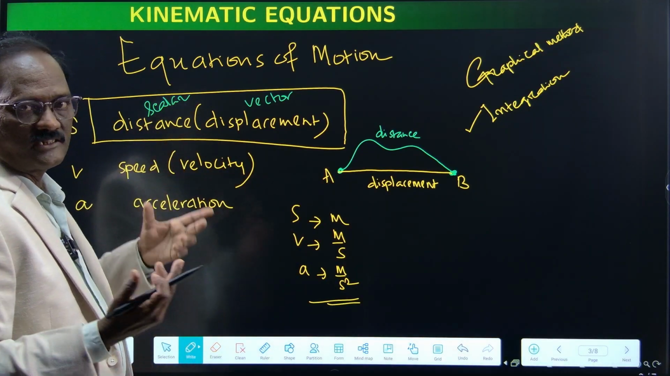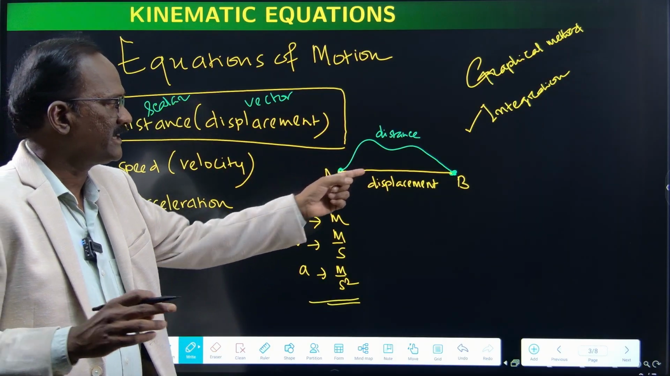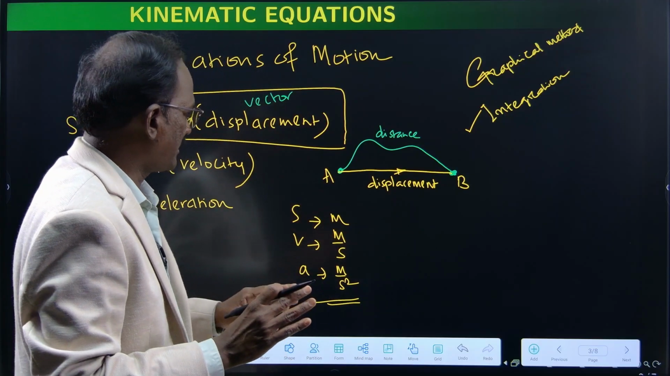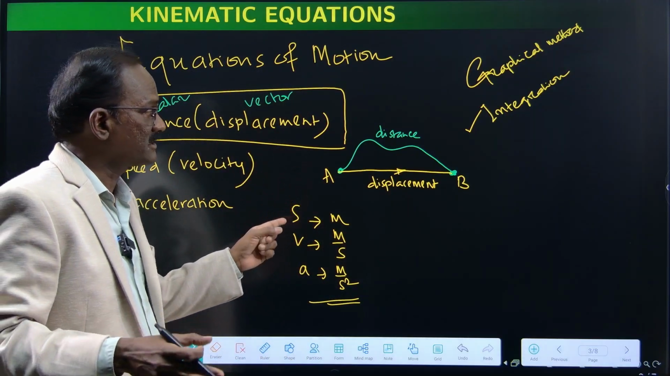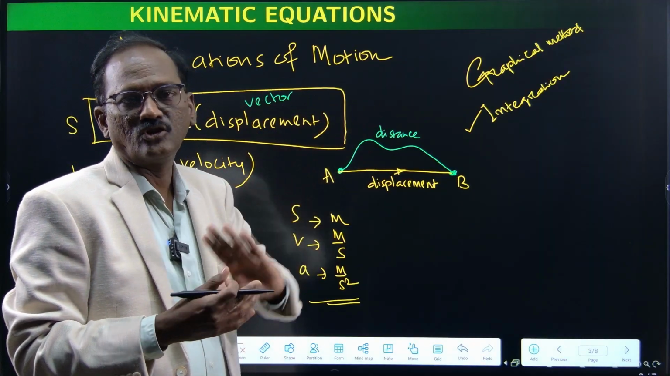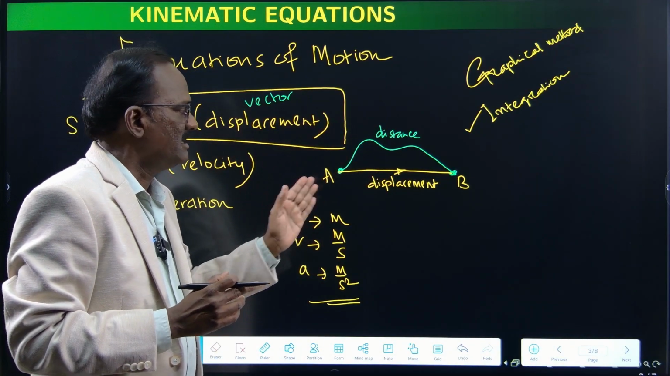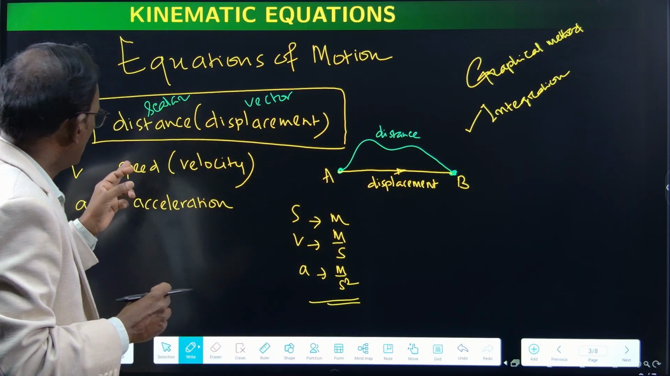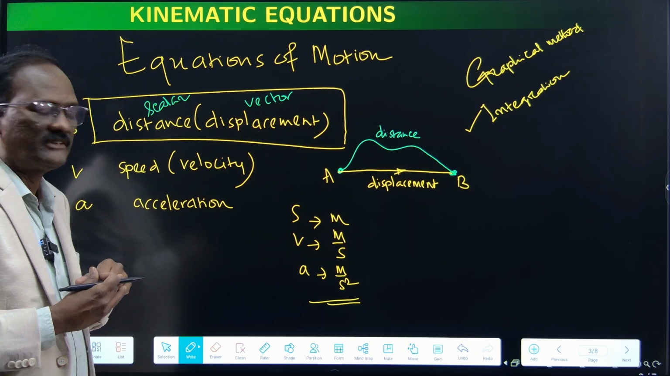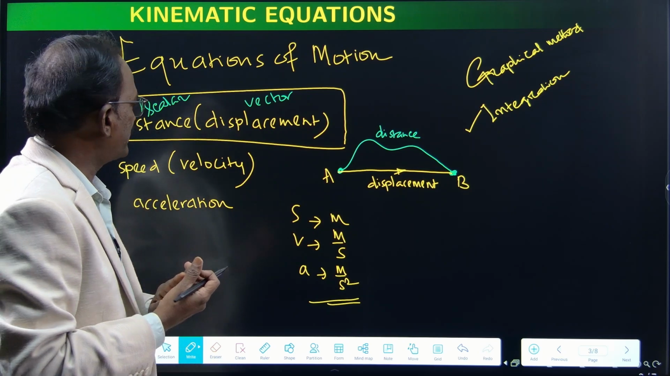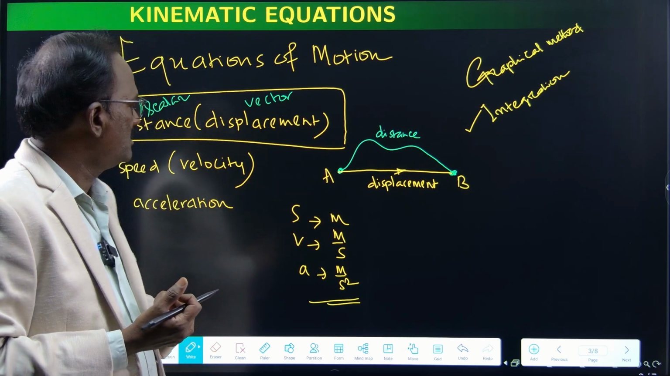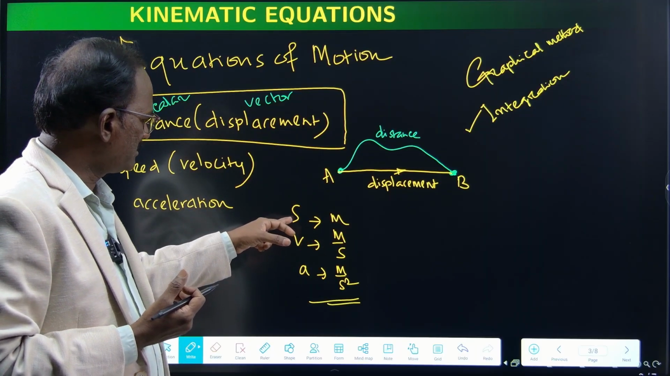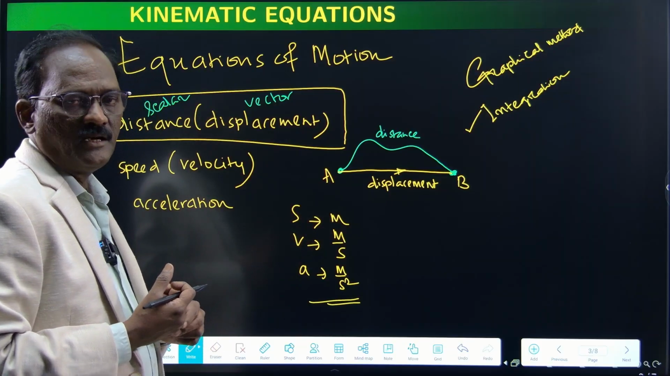If distance is taken, it is a scalar quantity. If displacement is taken, it is a vector quantity. Vector quantity means it involves the direction, but distance doesn't involve the direction, right? Irrespective of the direction, the length traveled by this object is known as distance. Displacement from A to B or B to A has a direction, so it's a vector quantity. Similarly, speed is a scalar quantity, velocity is a vector quantity, acceleration is also a vector quantity, right? In a separate video, you can know these terms. So these are the SI units, meter, meter per second and meter per second square.